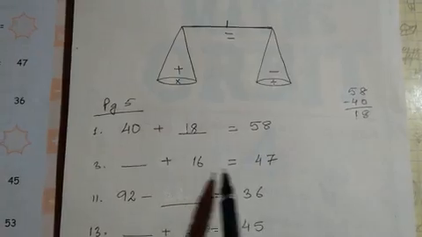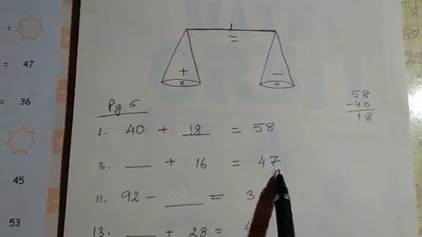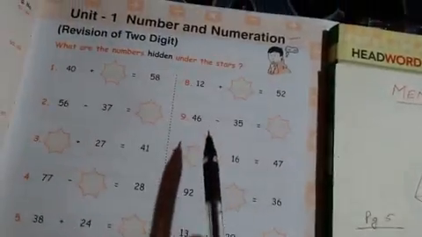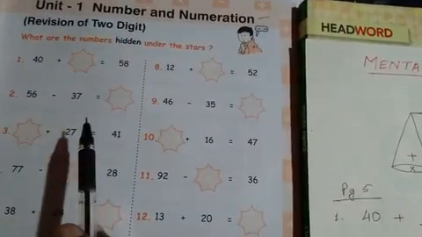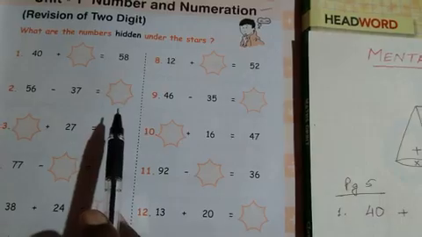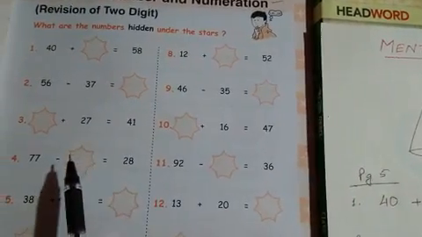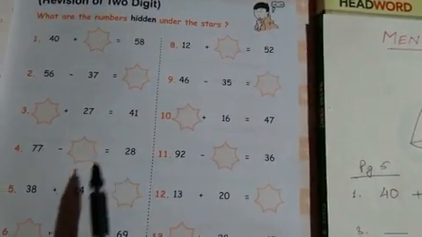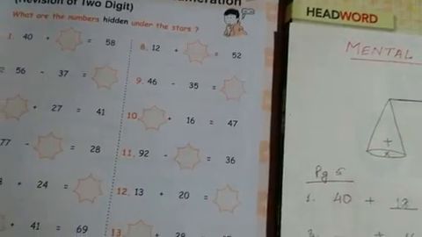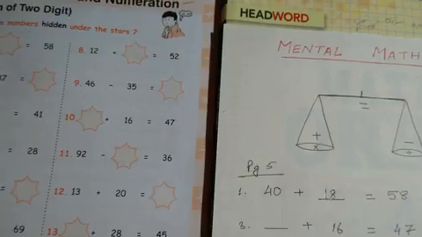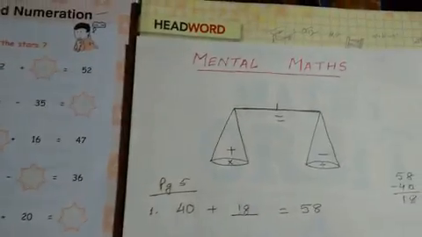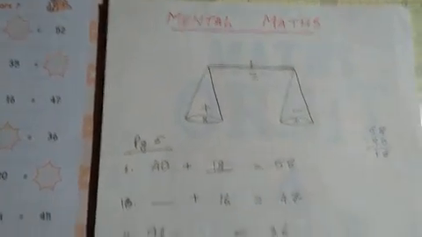Now dash plus 16 is equal to 47. This is the third question. Since the second question is a subtraction, you will be able to do it. The third one is dash plus 27. Oh, this is a different one. This is question number 10.